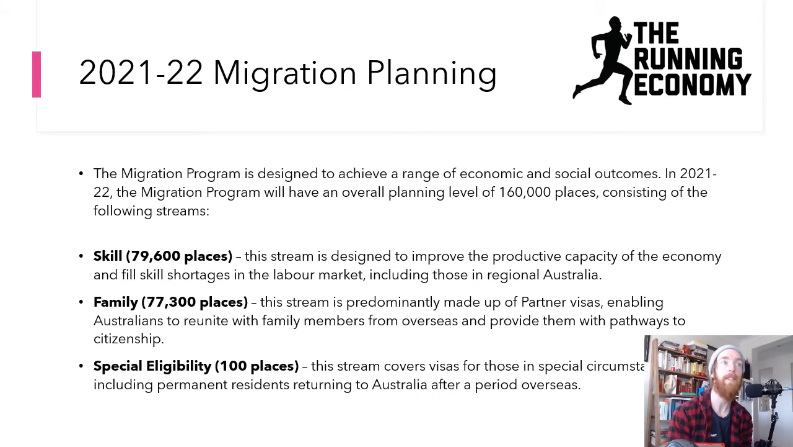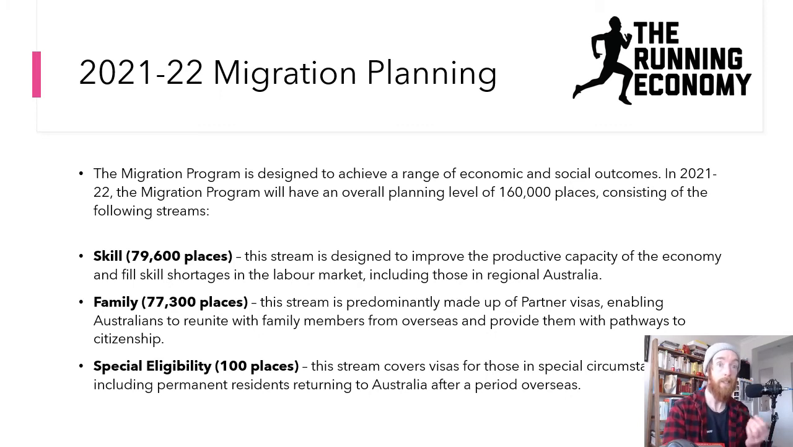But to get into the 2021-22 migration planning. So the migration program is designed to achieve a range of economic and social outcomes. In 2021-22, the migration program will have an overall planning level of about 160,000 places consisting of the following streams. So skilled migration is going to have just under 80,000 places for people to come in. So the stream is designed to improve the productive capacity of the economy and fill skill shortages in the labour market, including those in regional Australia.